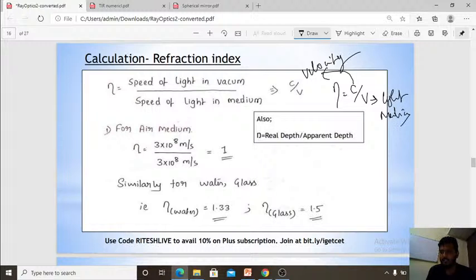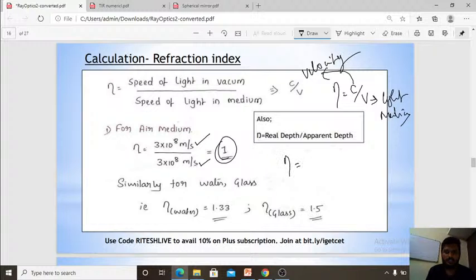Which medium? For air, the velocity of light is the same as in vacuum, that is 3 into 10 to the power 8. The speed of light in the medium, when it is air, is also 3 into 10 to the power 8, so you get a refractive index of 1. Hope you understood. Similarly, you go for glass and other media.